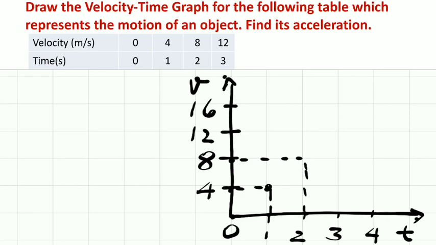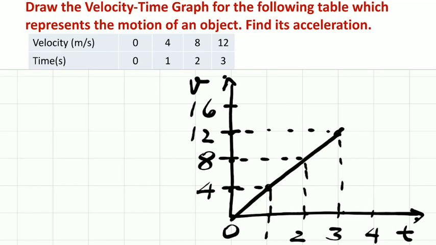Now next thing, the velocity is 12, this, and the time is 3, this. So meet them. This is the point obtained. Now meet all these points. When we meet all these points, we get a straight line. So we need to find the acceleration.